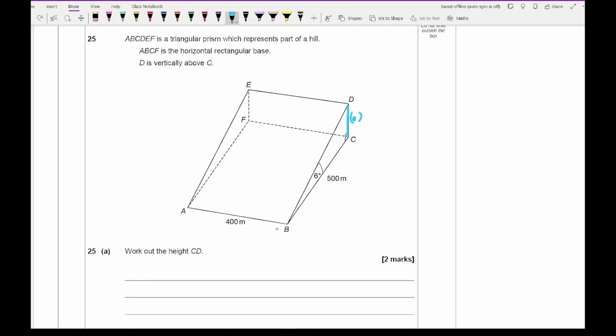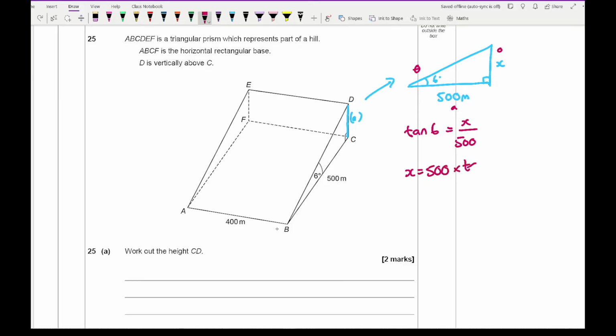That's for part A. So if I take that triangle out, then the information I've got is that this is 500 meters, this angle here is 6 degrees, and this is what I'm trying to find. So you can see straight away it's going to be a trig question. So this is theta, this is my opposite, and this is the adjacent. So here we've got tan 6 equals, and it's going to be opposite over adjacent. So x equals 500 times tan 6. And if I enter that into my calculator, I get an answer of 52.6 meters, and that's to 1 decimal place.